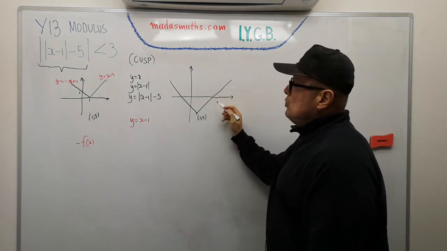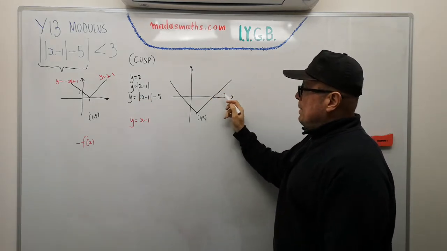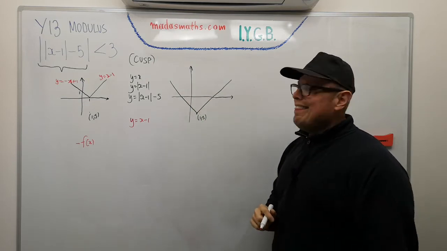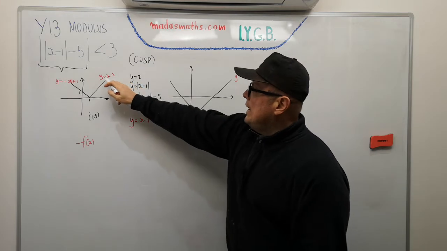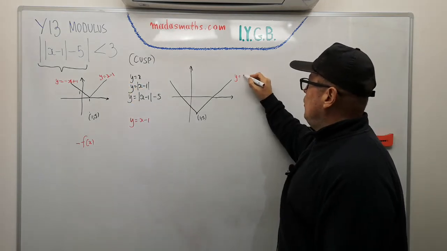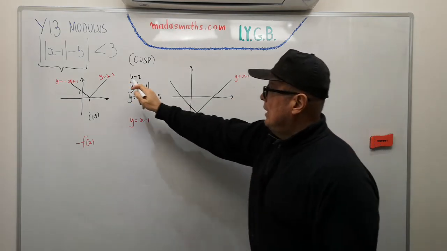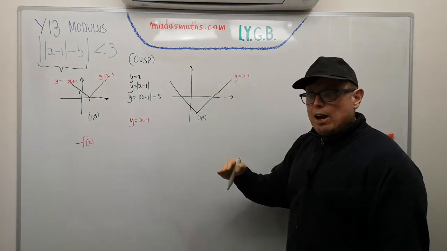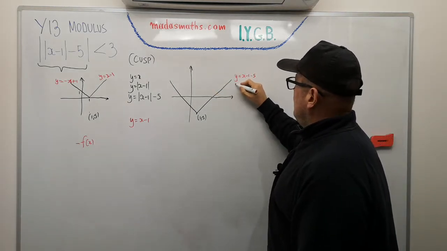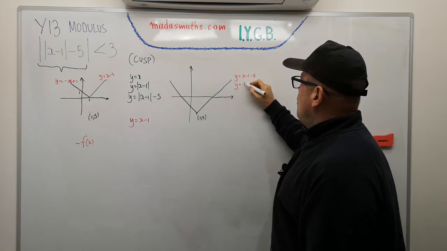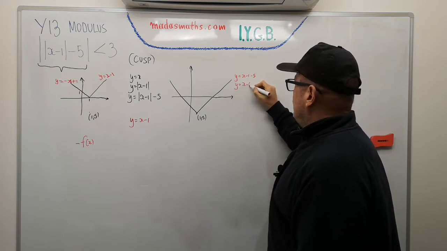Now we need to know, all right, what about these two lines? What are the equations? Well, let's think about it. This is the line y is equal to x minus 1 in this position here. We translate it down by 5 units, so take away 5. So this is actually the line y is equal to x minus 6.